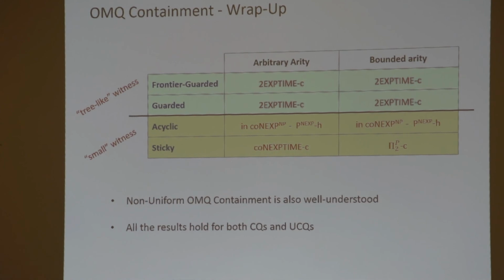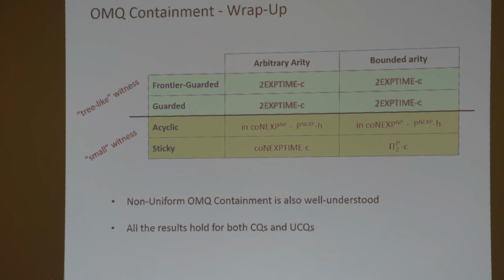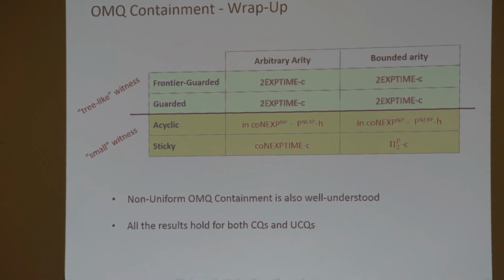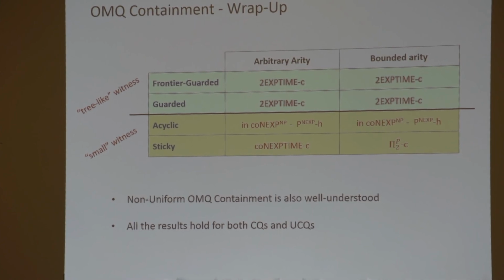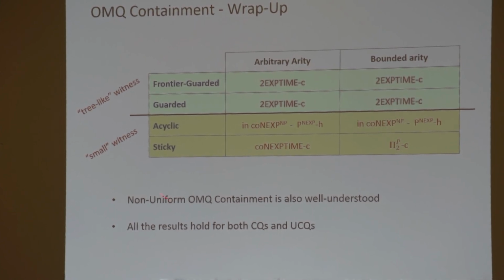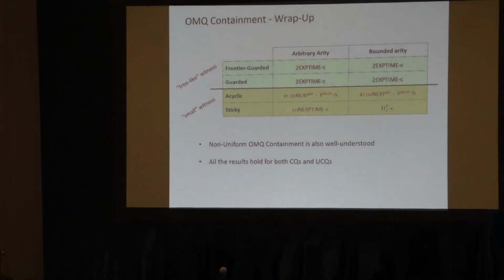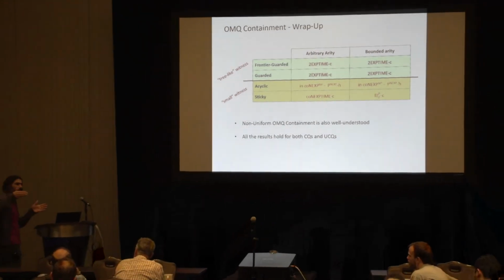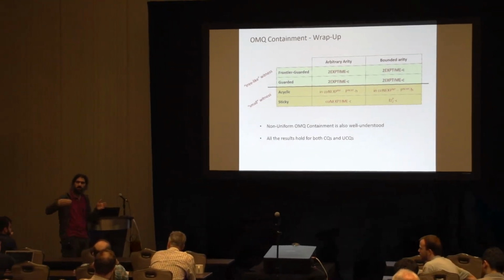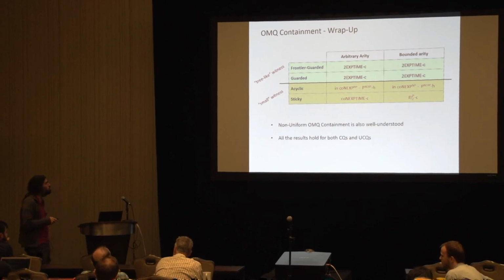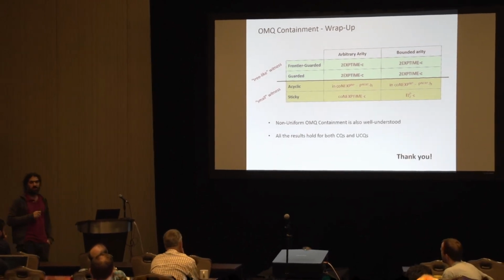Let me also say that we know what's going on for the non-uniform version of the problem. And by non-uniform, I mean when the two queries are coming from different languages. Because until now, I was talking about the uniform version where both queries are coming from the same language. So if we start combining languages now, we know what's going on. We understand the problem. And let me also say that all these results can be extended even if we consider UCQs, because until now, the actual query in there was a conjunctive query. All the results hold even if we have a UCQ there. And that's it. Thank you very much.